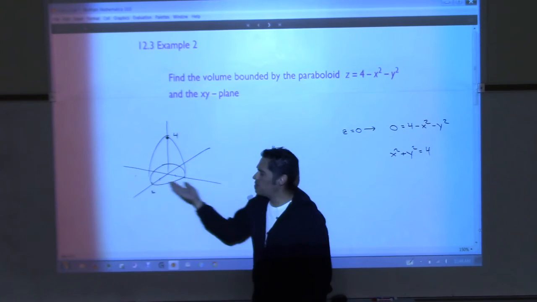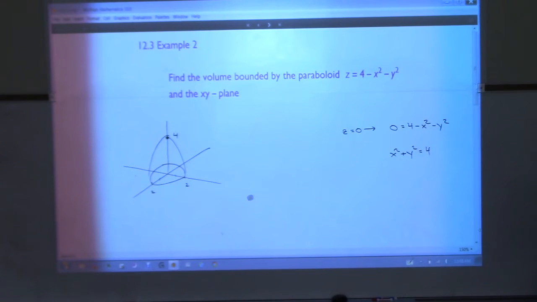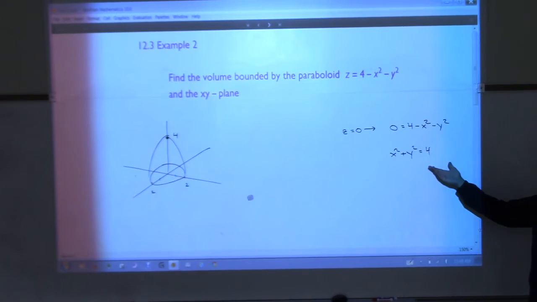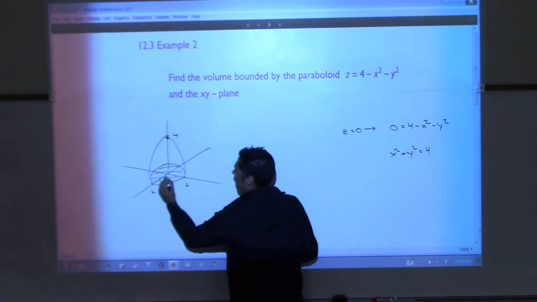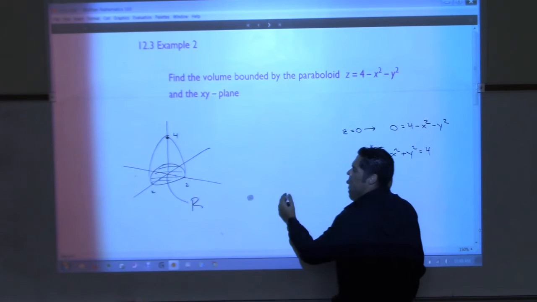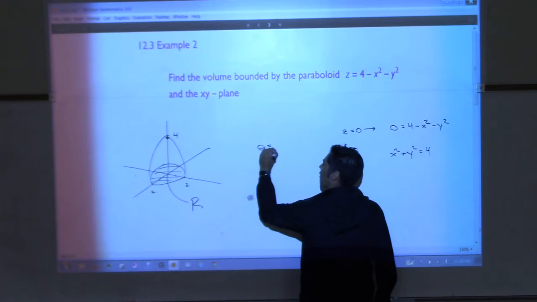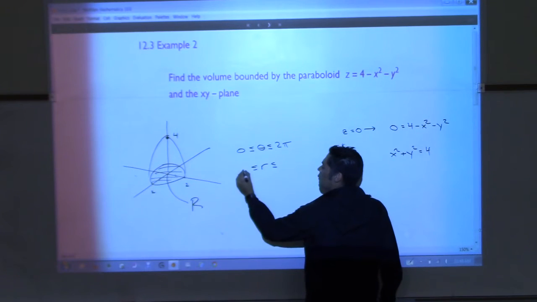Which means we want the volume under this surface, down to the xy plane. What is the region we're going to integrate over? The circle, right? This circle right here. This is our region on the ground. That region is a very nice polar region, isn't it? Theta's between 0 and pi, and the radius is between 0 and 2.